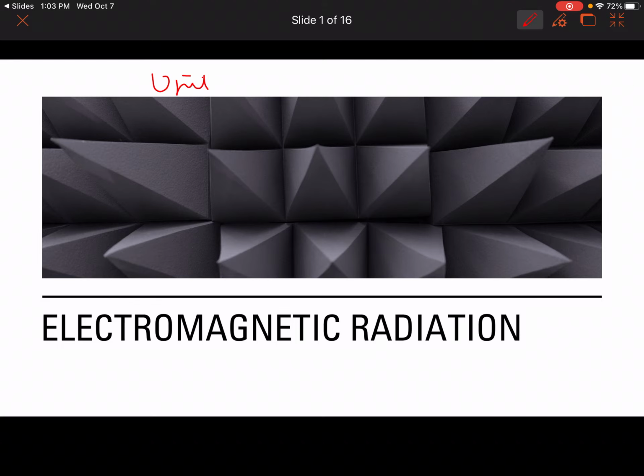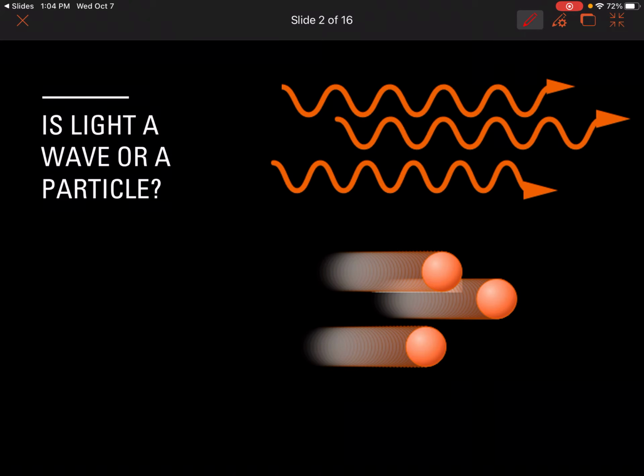So Unit 2 is atomic structure, and this is going to be lesson 2.1. Okay, so we're going to talk about a general overview of electromagnetic radiation, and I'll touch on subjects that we're going to be talking about more in detail as we move through this unit.